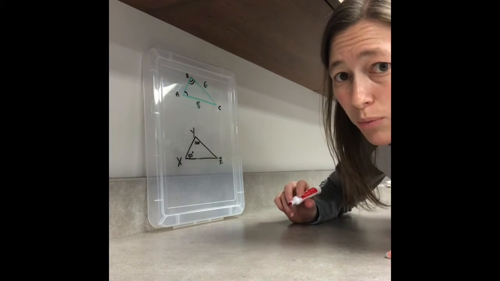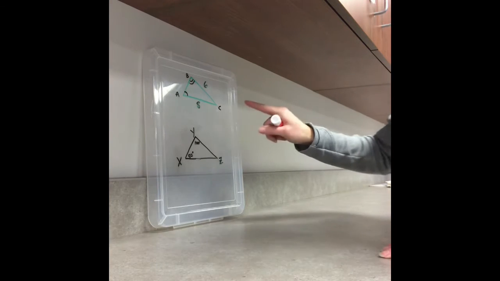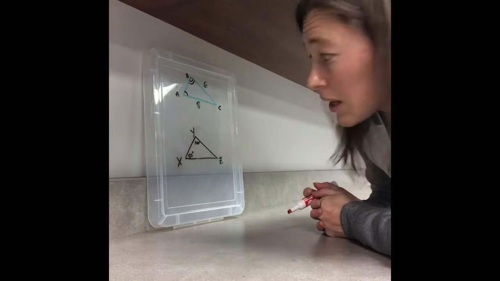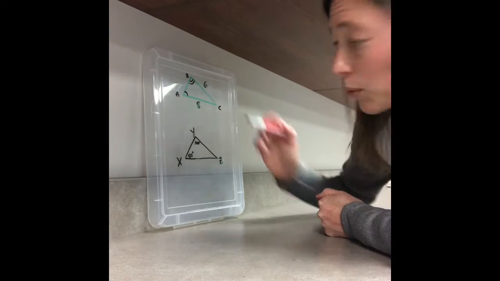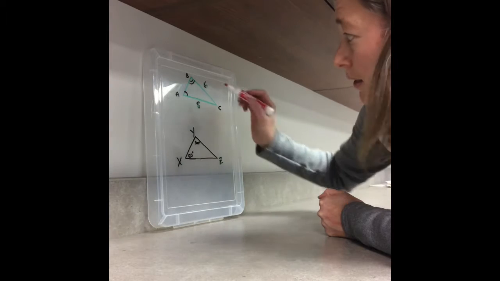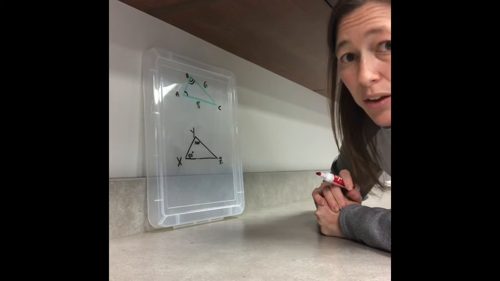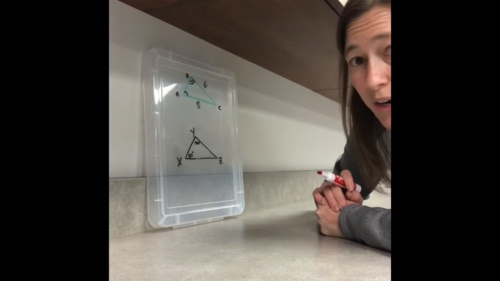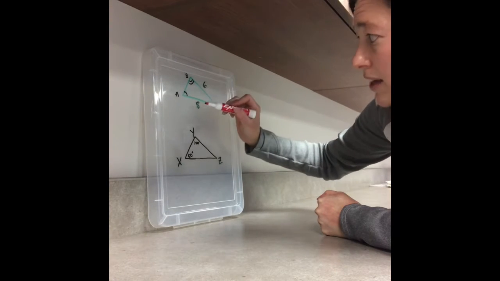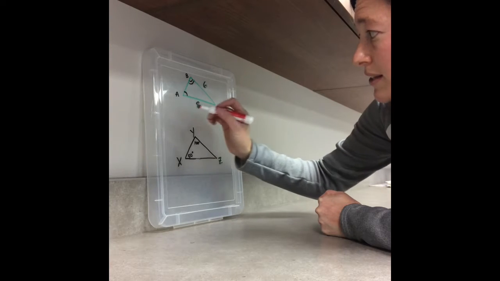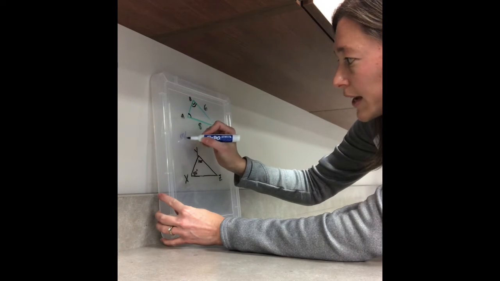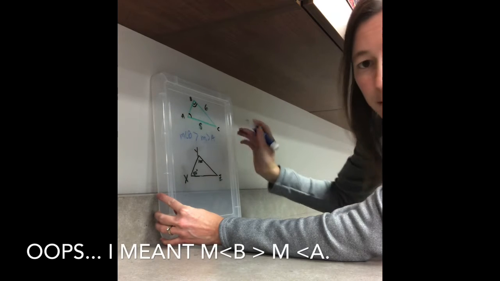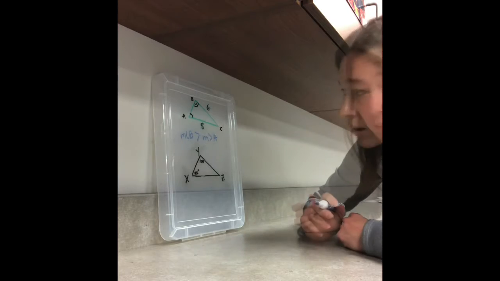Well, it will help me though, because this will help us with the triangle inequality theorem. If you have a triangle where you have two sides that are not congruent, we have 6 and 8. The angle opposite the longer side is the larger angle. So B is opposite 8 and A is opposite 6. That means the measure of angle B is greater than the measure of angle A.